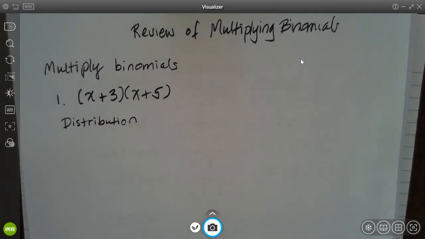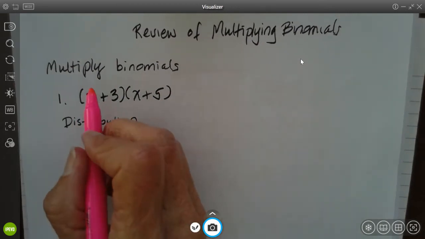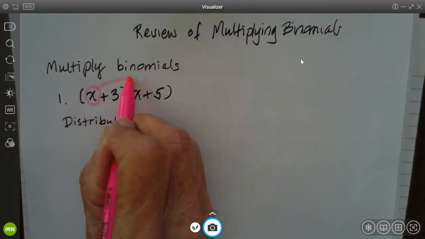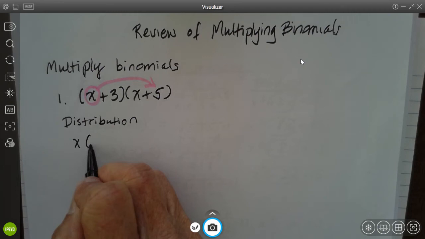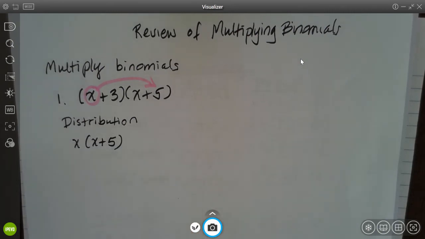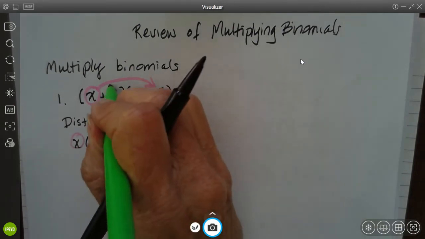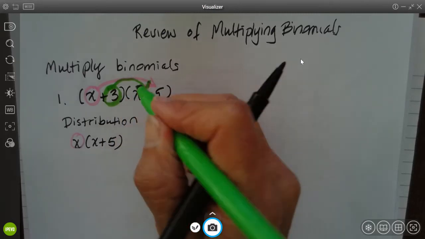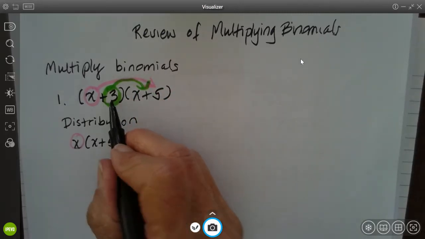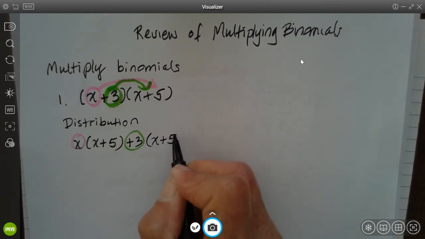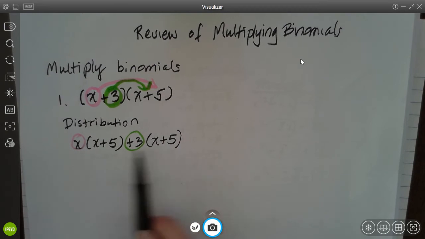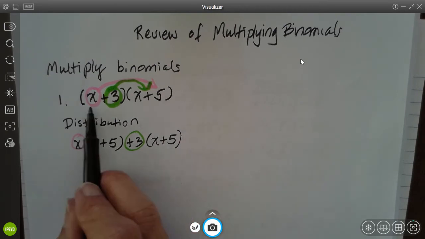Distribution, just like we would distribute a single monomial with a binomial, what you do is you take the first term of the first binomial, you multiply it times the whole second binomial. Okay? Then we're going to take the second term and multiply that times this second binomial. So this is a positive 3, so this is plus 3 times x plus 5. If you want to take notes on this, you can. It may help.